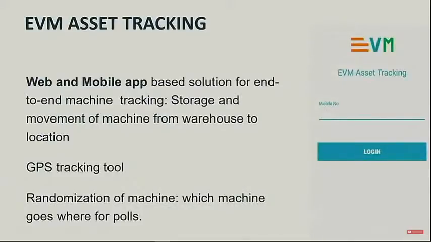The electronic voting machine, of course, is a huge asset which has been used for a considerable length of time. This application is a single focal point for end-to-end tracking of the machine, from the moment it leaves the warehouse till the time it reaches the polling station. And there's a randomization tool so that nobody knows which machine is allocated for which polling station.